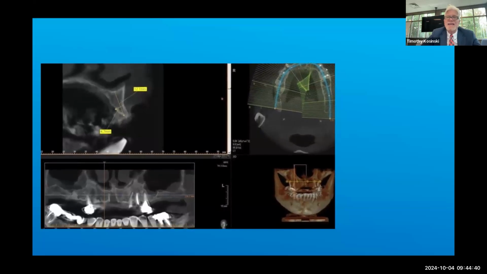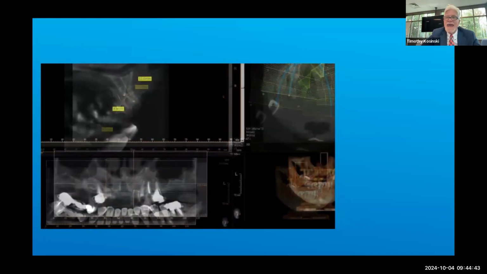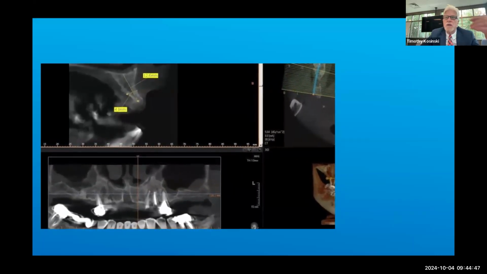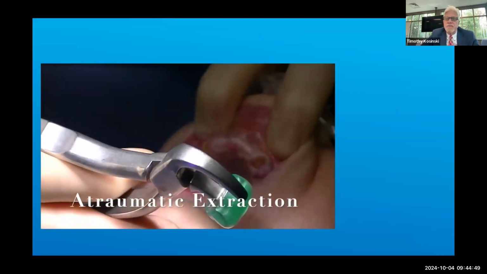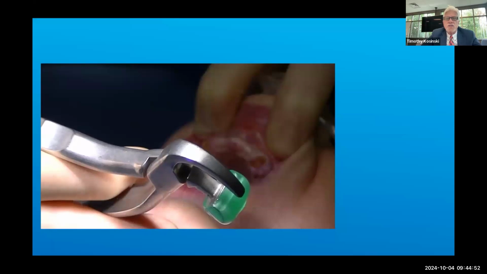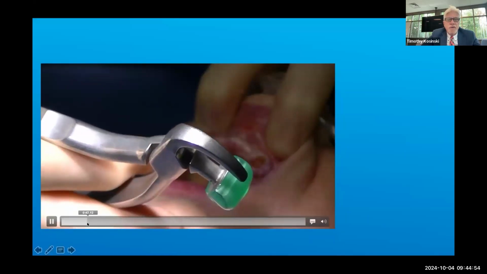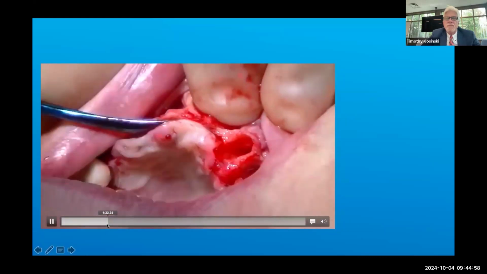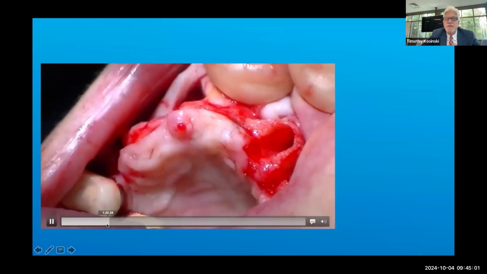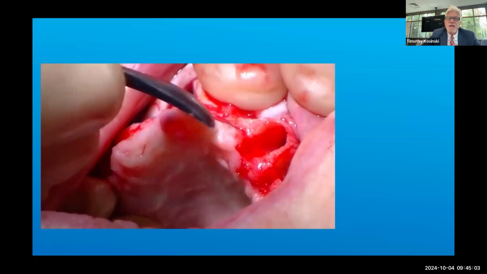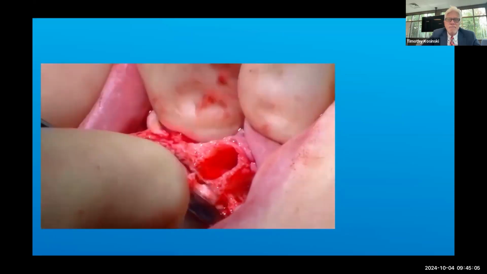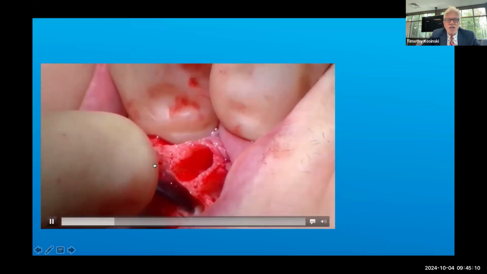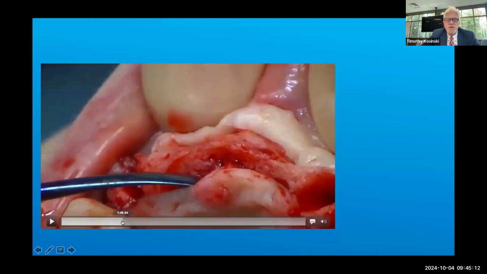This is not a good situation for the all-on-X protocol because we really need to get initial torque and stability with implants if we're going to load them immediately. So we're atraumatically removing teeth using my physics forceps. And I'm going to make my reflection. And I want to demonstrate how thin this anterior maxillary bone is. It's a challenging situation for us.